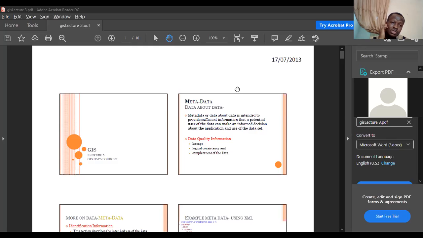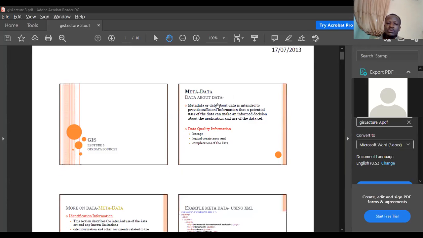Obviously, today we want to continue and get to know more about GIS, and one of the things we want to start with is what we call the metadata. Metadata is simply data about data. In other words, if someone gives you data, and initially they give you a metadata, then the metadata will tell you about the data.